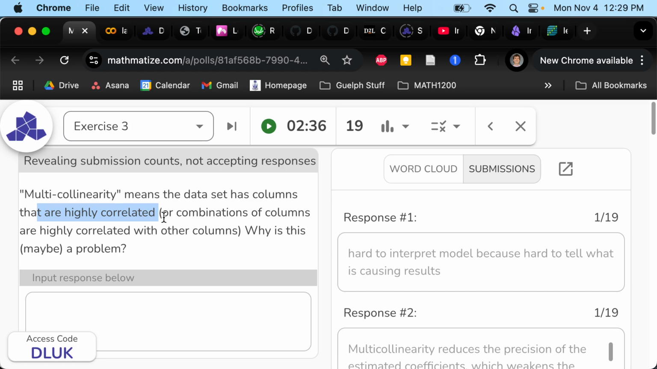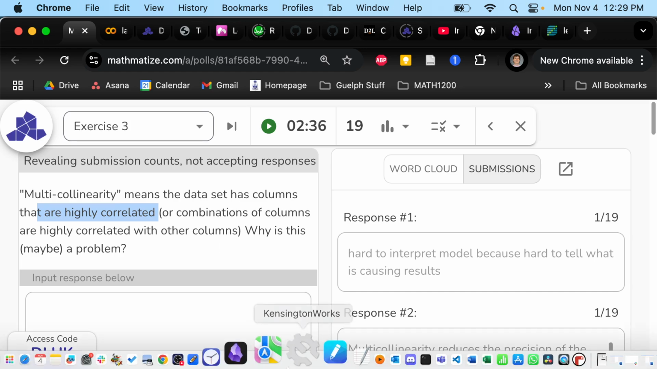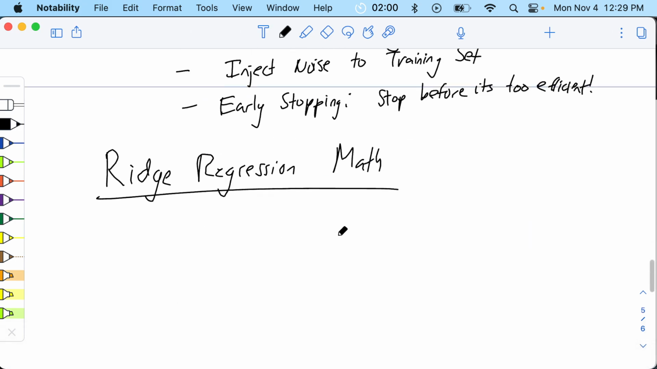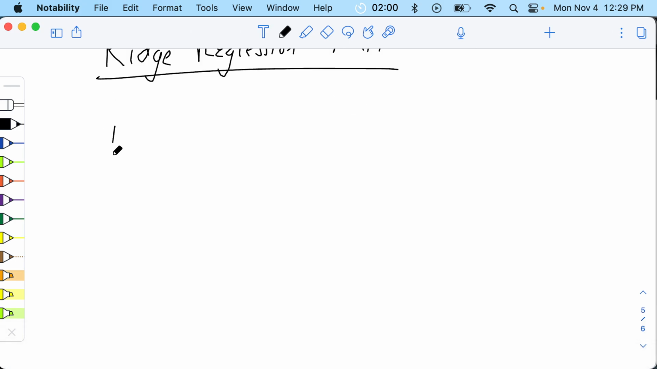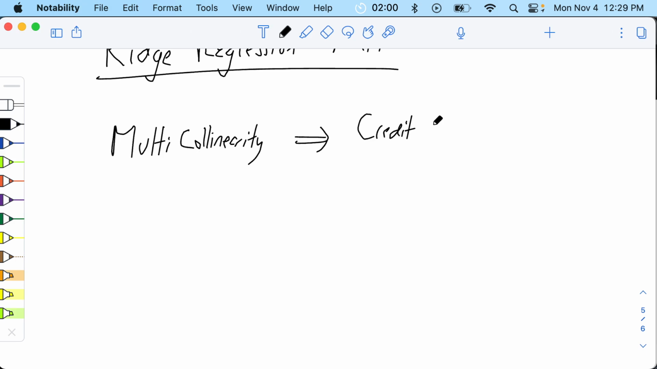If you have an outcome and multiple inputs, it's nice to know which of the inputs is causing the outcome to happen. If two inputs are almost the same, how will you tell them apart? This is, I think, the main idea: multi-collinearity makes the credit assignment problem hard. That is what is at stake.